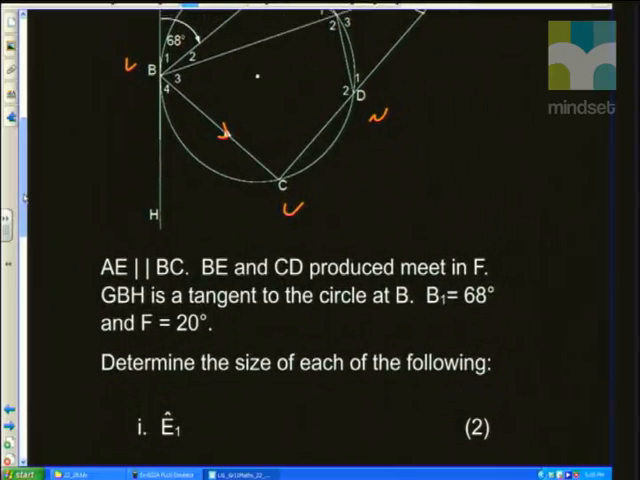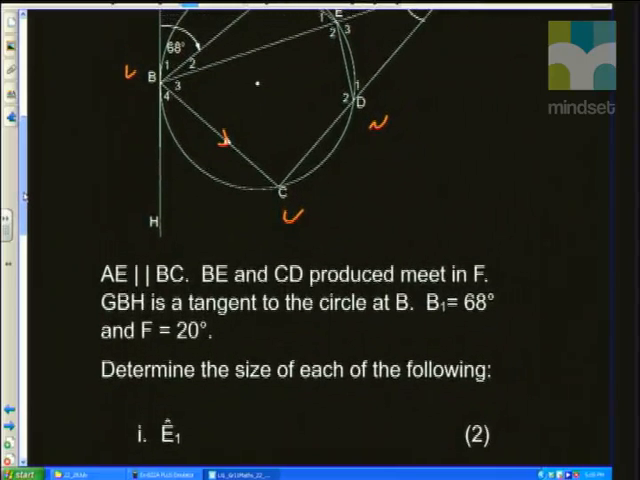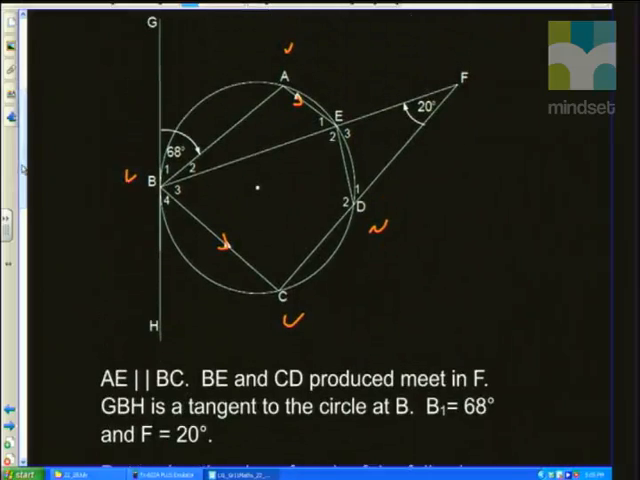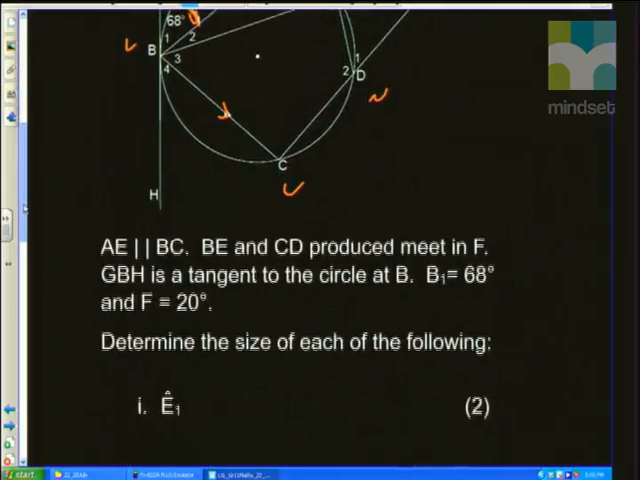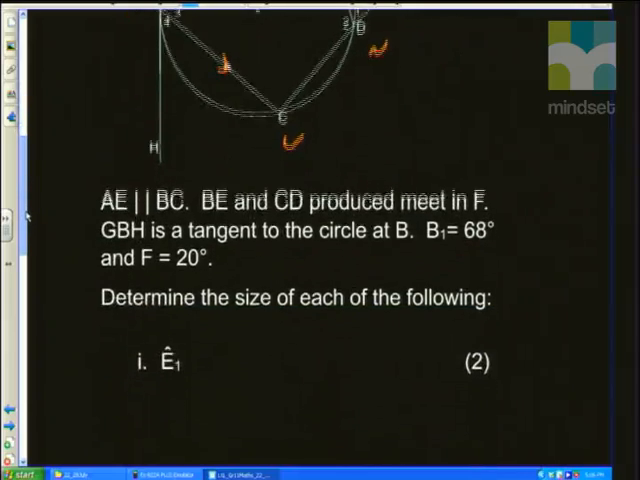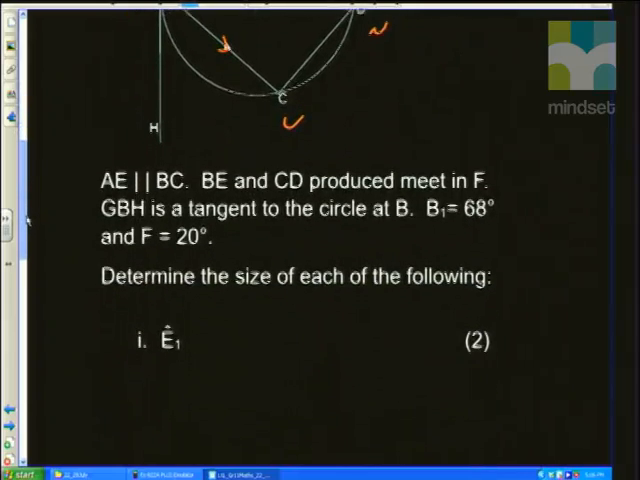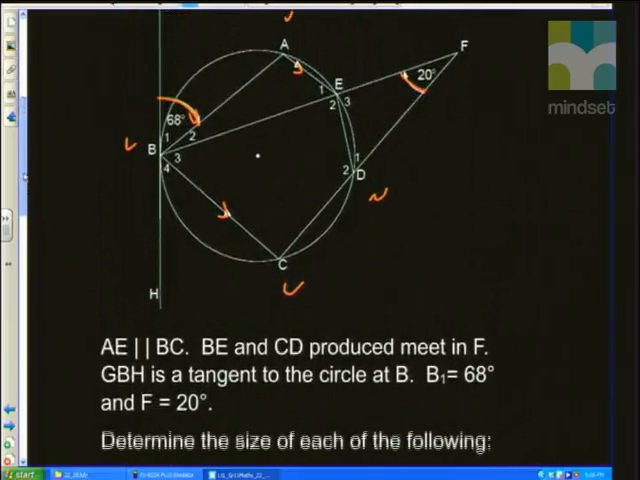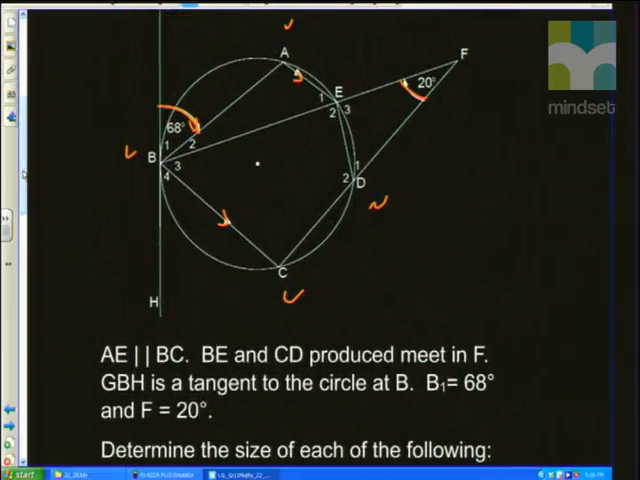GBH is a tangent to the circle at B. Then B1 is 68, okay? They've indicated here it is 68. And F is 20. Where is F? Oh, there is 20. F is 20. Find the size of each of the following. Now, E1, okay? So you've got E1 is here, right? Now, from that first statement, they talked of the tan chord theorem.